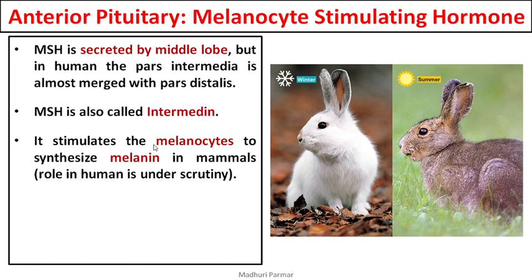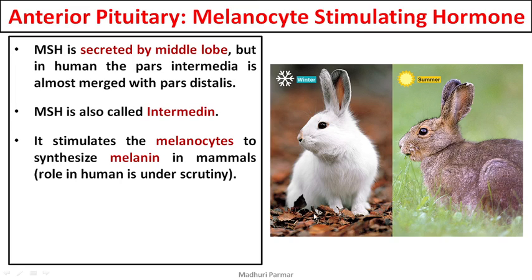It stimulates melanocytes. Melanocytes are the cells which secrete melanin. Melanin is a compound which gives your skin color. And this is true for all different animals. So it stimulates the melanocytes. The melanocytes synthesize melanin in mammals, but their role specifically in humans is under scrutiny. They are still understanding whether MSH has any major effect in humans or not.